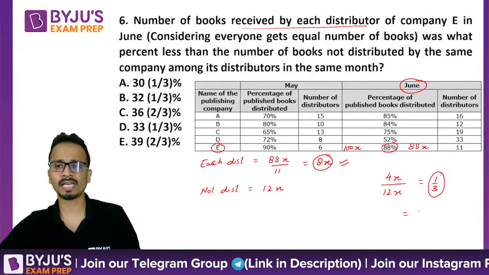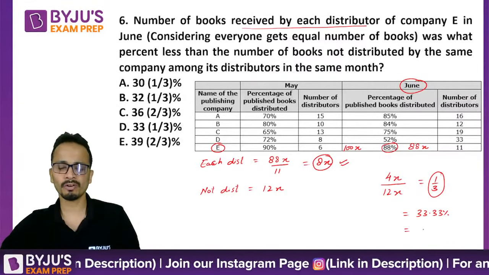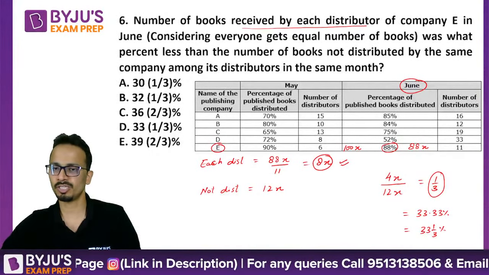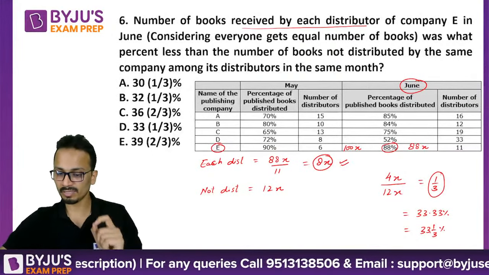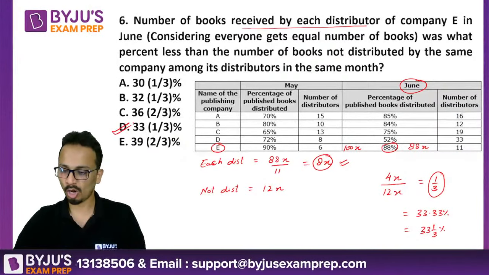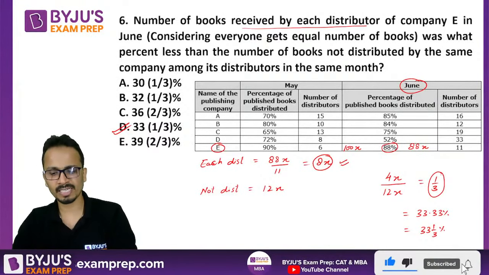1 by 3 in terms of fractions is 33.33 percentage. Or you can write it in terms of mixed fraction as 33 1 by 3 percentage. So 33 1 by 3 percentage will be the correct answer in this case. So option D is correct, and the majority of you have given the correct answer.